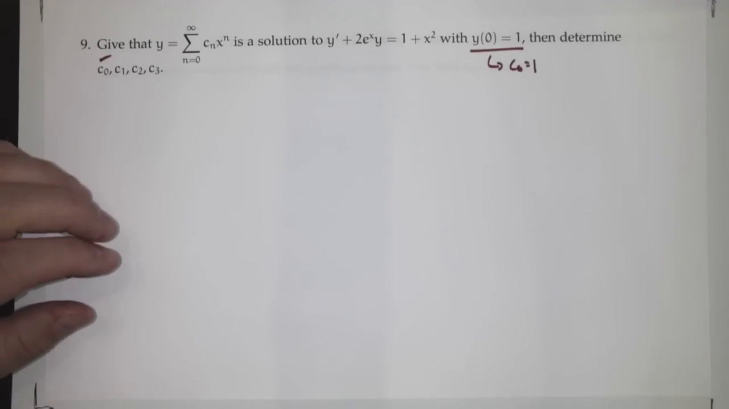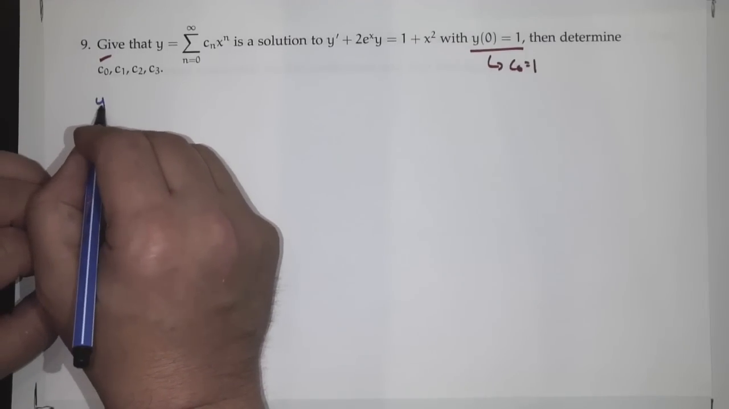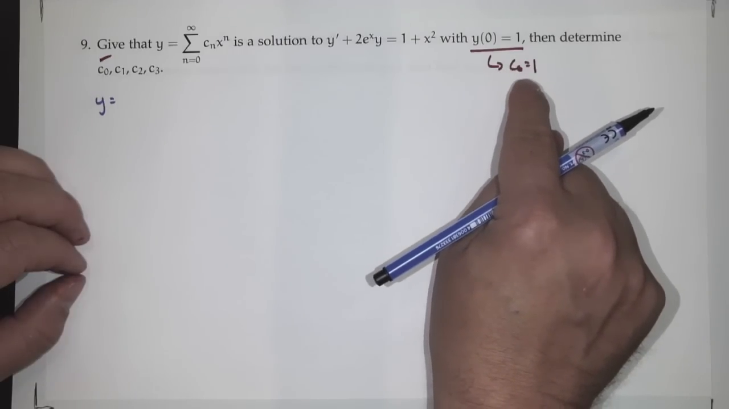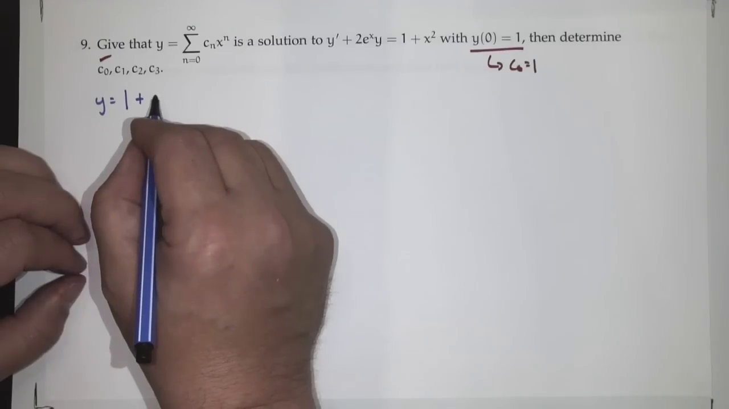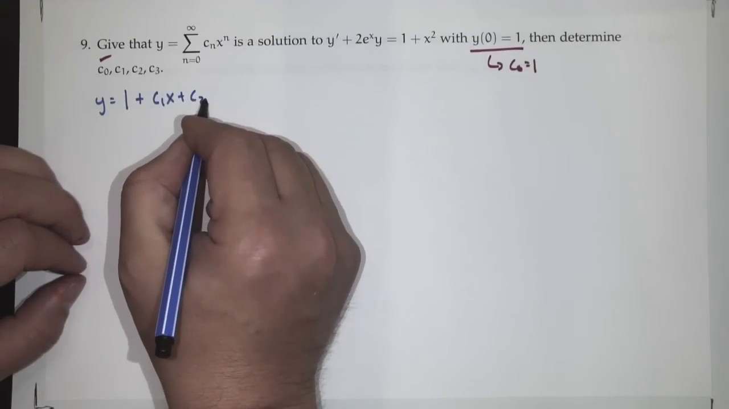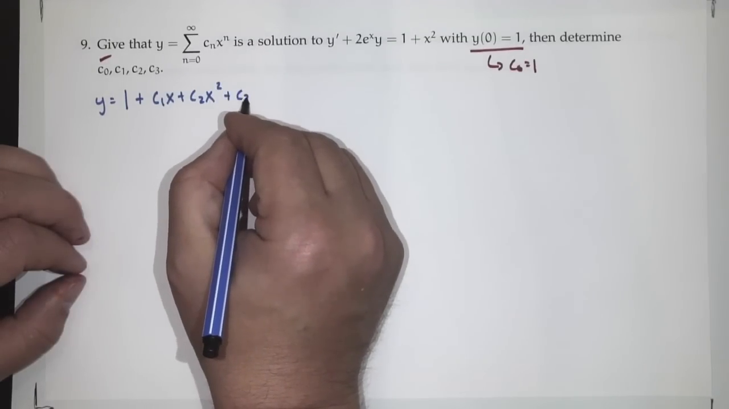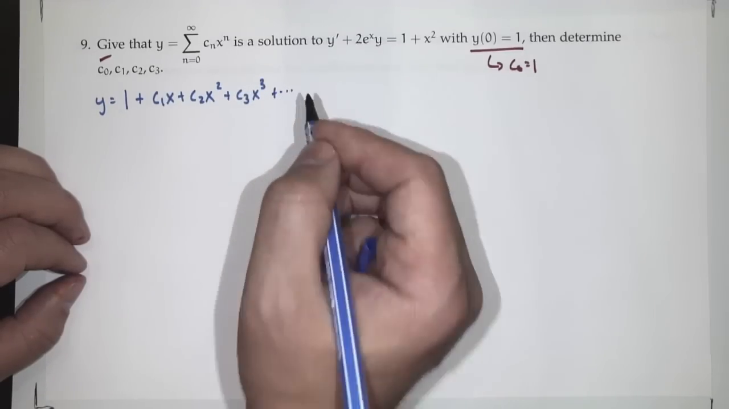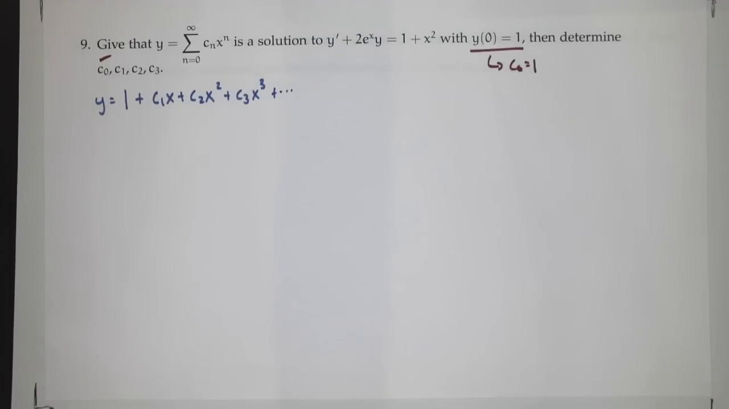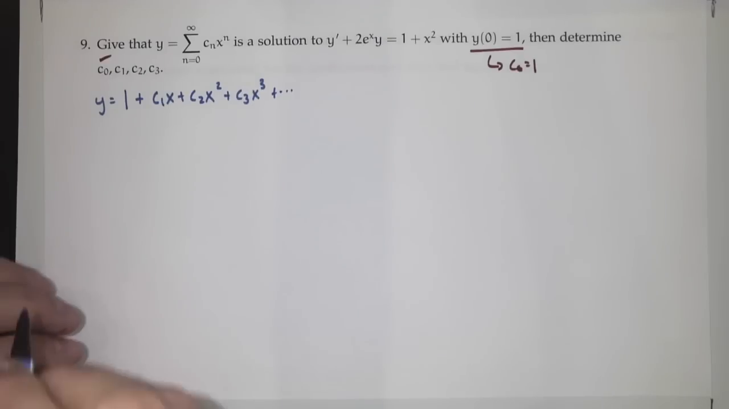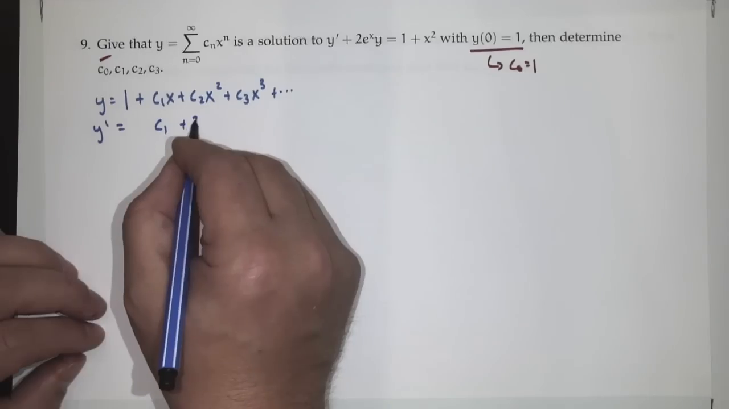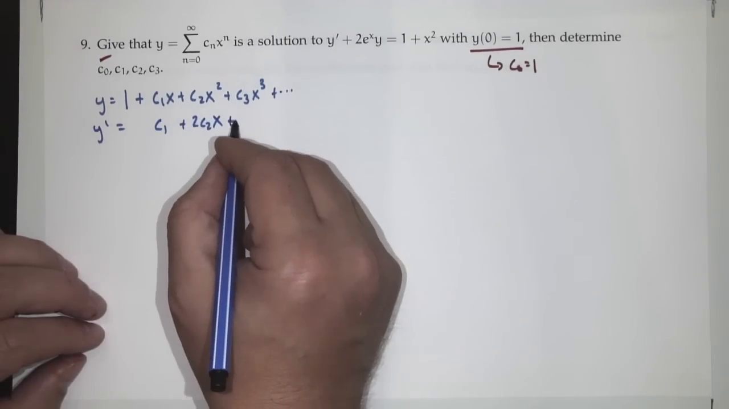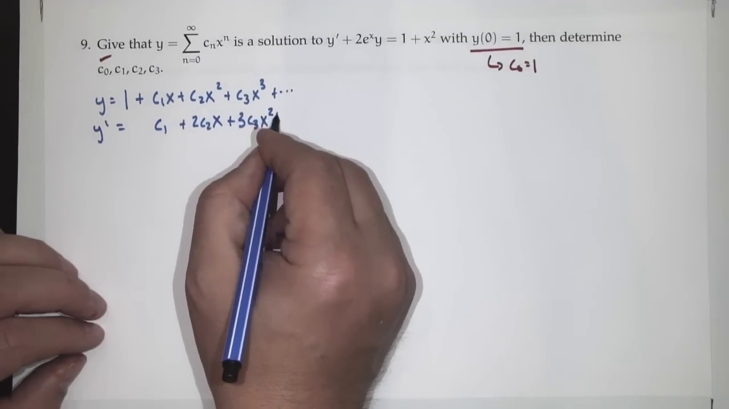And so in our case, we say, all right, what are we going to need? Well, we know what our y of 0 is, C0, so I'll just write this as 1, plus we have our C1x, C2x squared, C3x cubed, and that's all we need. Everything else we don't need to worry about. Okay, y prime? Well, that's C1 plus 2C2x plus 3C3x squared.